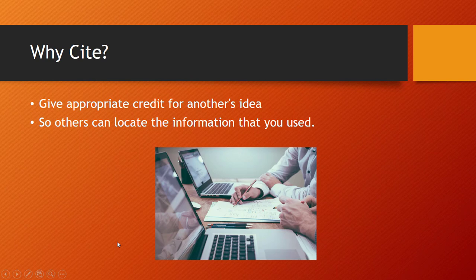So, why cite? It's really important when you're writing a paper to give the right credit to where you got your information. Even if you didn't do a direct quote, you're still going to want to attribute where you got the idea from. And when you do a citation, you want to include enough information so that others can find the original source that you used.